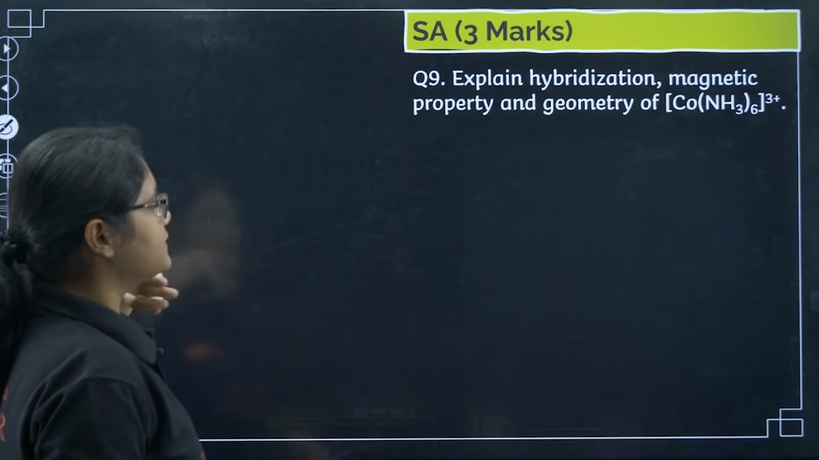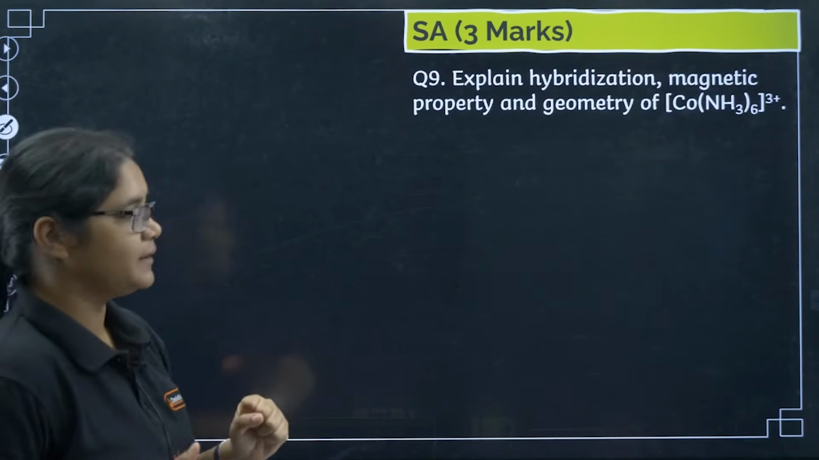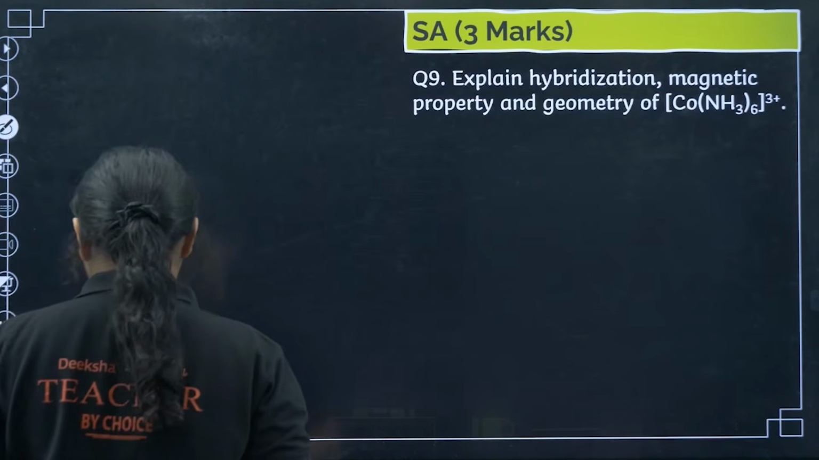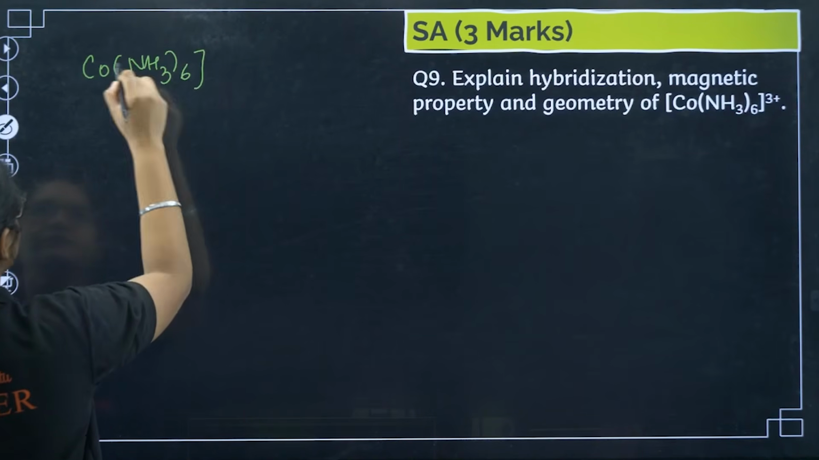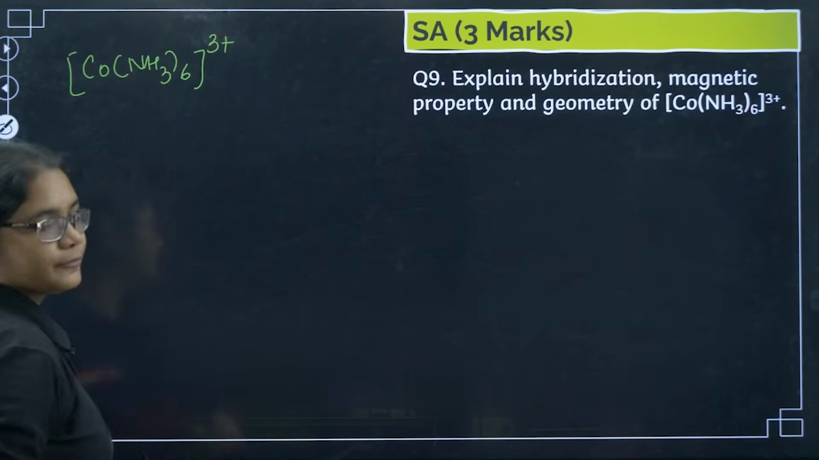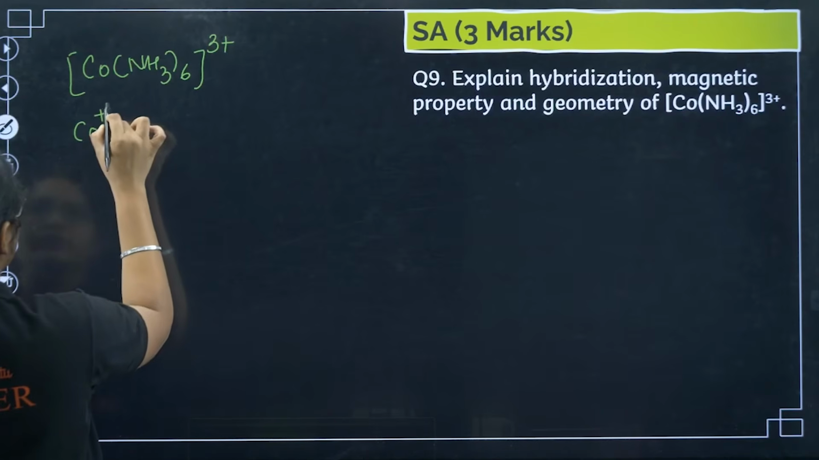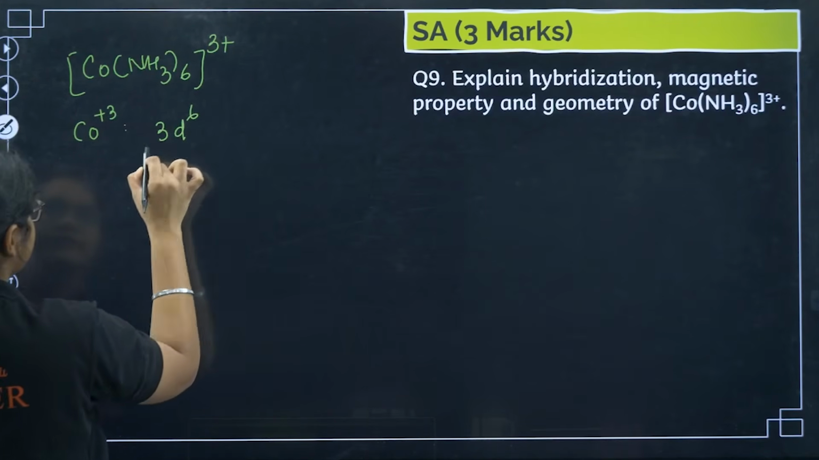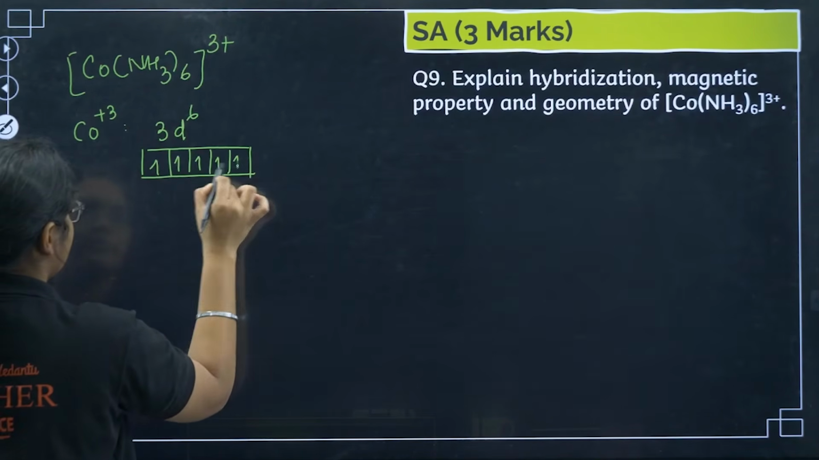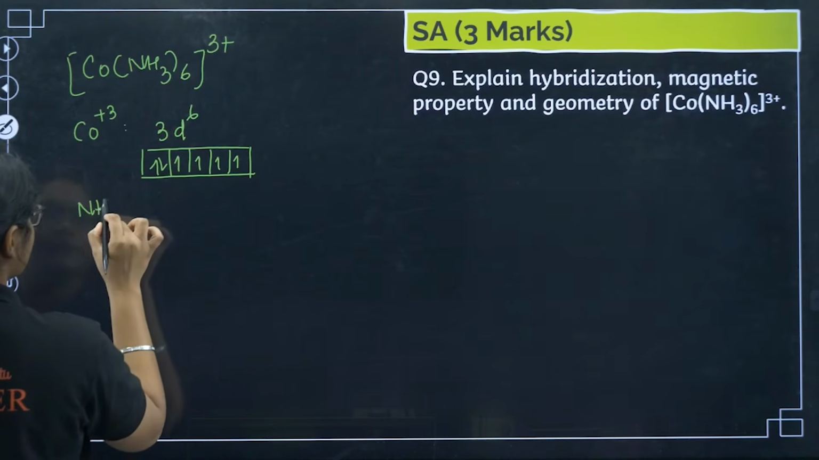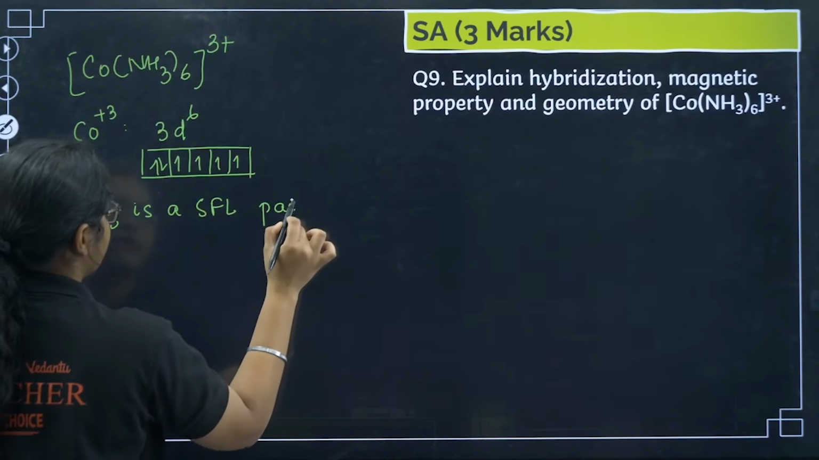Next, explain the hybridization, magnetic property and geometry of [Co(NH3)6]3+. So I have already discussed [CoF6]3-. Similarly, you also have it for [Co(NH3)6]3+. Okay, so the first step is to write the oxidation state of cobalt and its electronic configuration. So what is this electronic configuration? 3d6. You need to draw that. Right. Next, you know NH3 is a strong field ligand. So what will happen? Pairing of electrons takes place.